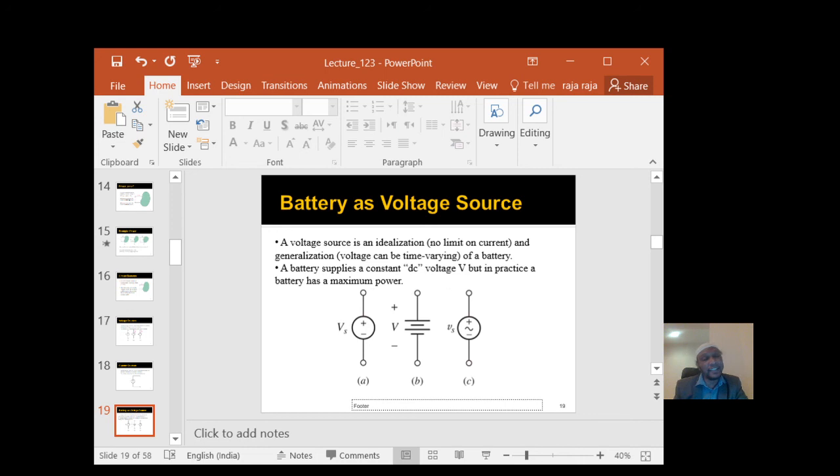You can see the symbols in figure A and figure B: they give a small line and a big line. The big line is positive and the small line is negative. So this is the symbol of the battery and the symbol of the DC voltage source. Okay, the next one.